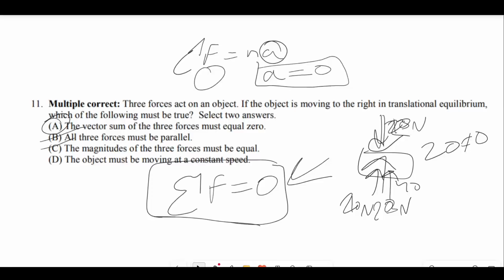And then D says the object must be moving at a constant speed. And that is true. The reason why, we said that the acceleration has to equal 0. And if the acceleration is equal to 0, that means by definition, acceleration is the change in velocity over time, so there's going to be no change in velocity. And if there's no change in velocity, it's going to continue at that same speed. So that means choice D is the correct answer. And here it tells us to select two answers. So that means we have found our two.